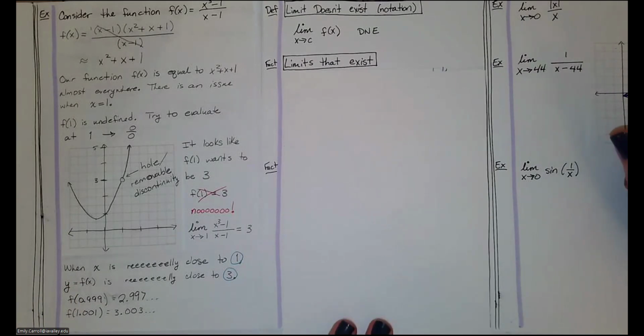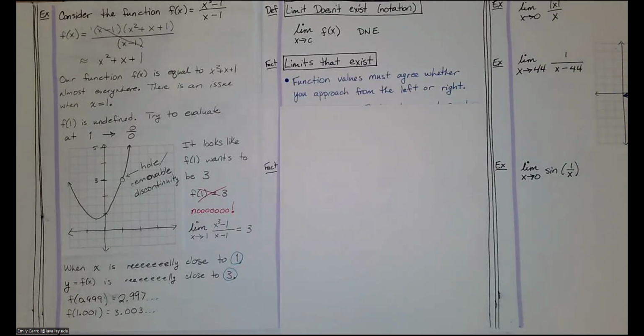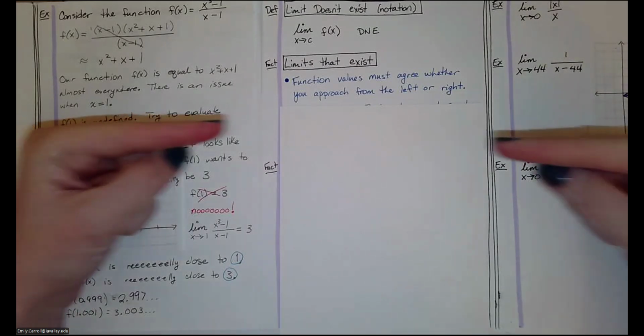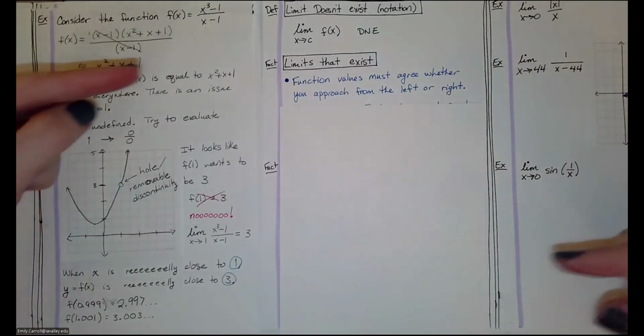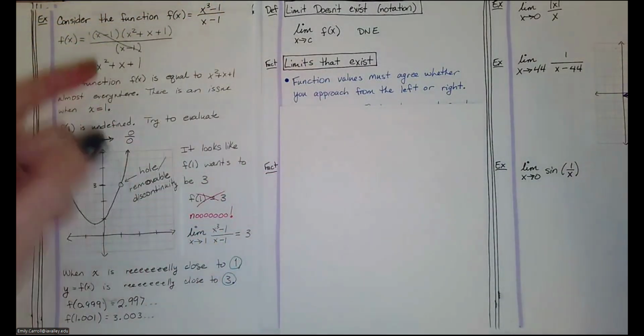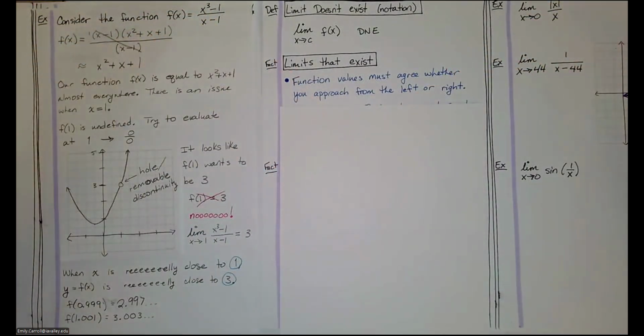Limits that exist, what do they look like? The function values have to agree whether you approach from the left or from the right. So they have to meet up in the middle. They might meet up in different ways, like that, or like that, but they've got to meet up in the middle and agree on where they're trying to go. It has to get close to a real number and stay close without any extra bouncing around. Okay, so think about what trig functions can do. They bounce up and down between more than one value. Trig functions are going to give us an issue here.